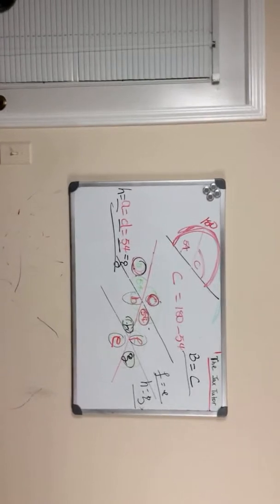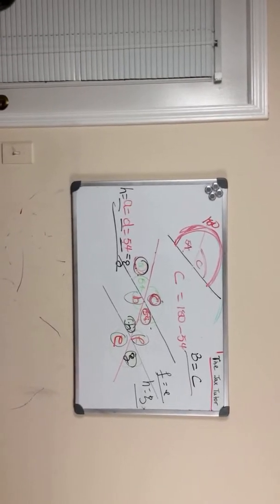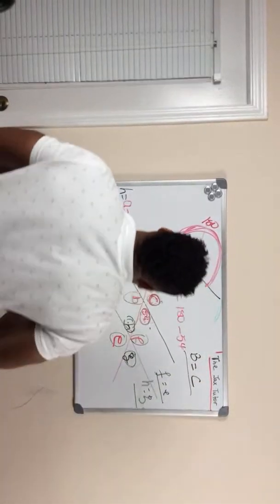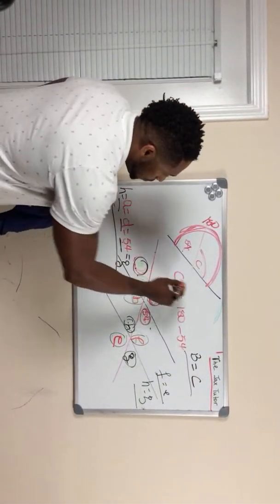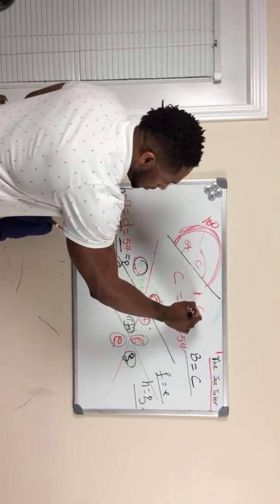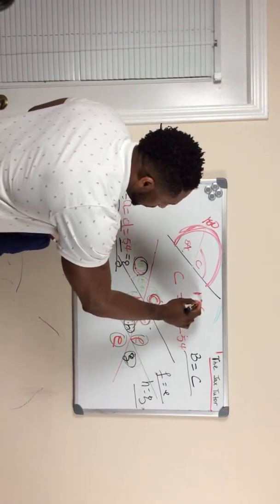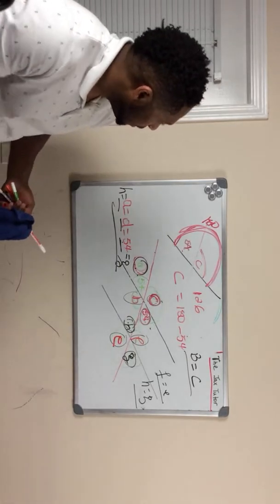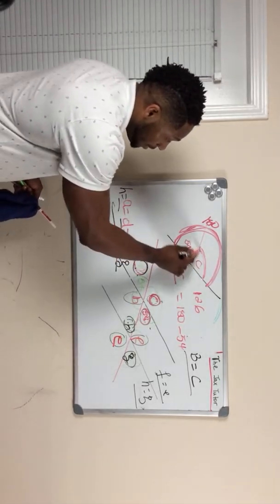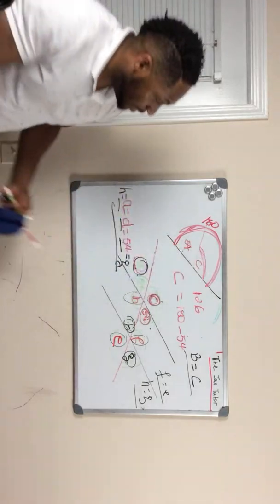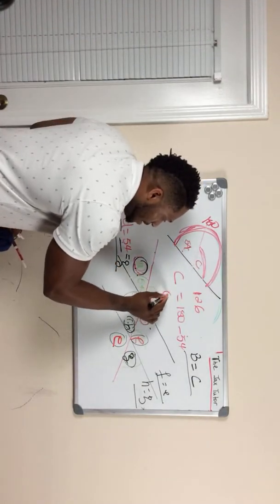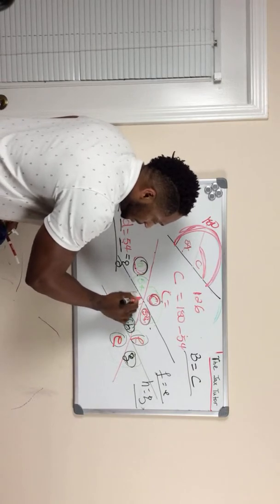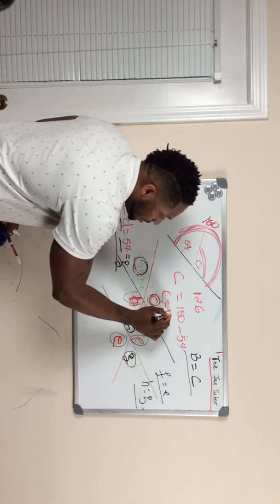180 minus 54. So that is 126, right? Yeah, 126. So angle C right here is 126. Now, tell me another angle that's equal to angle C. This angle here, opposite to C, is B. How much is B?